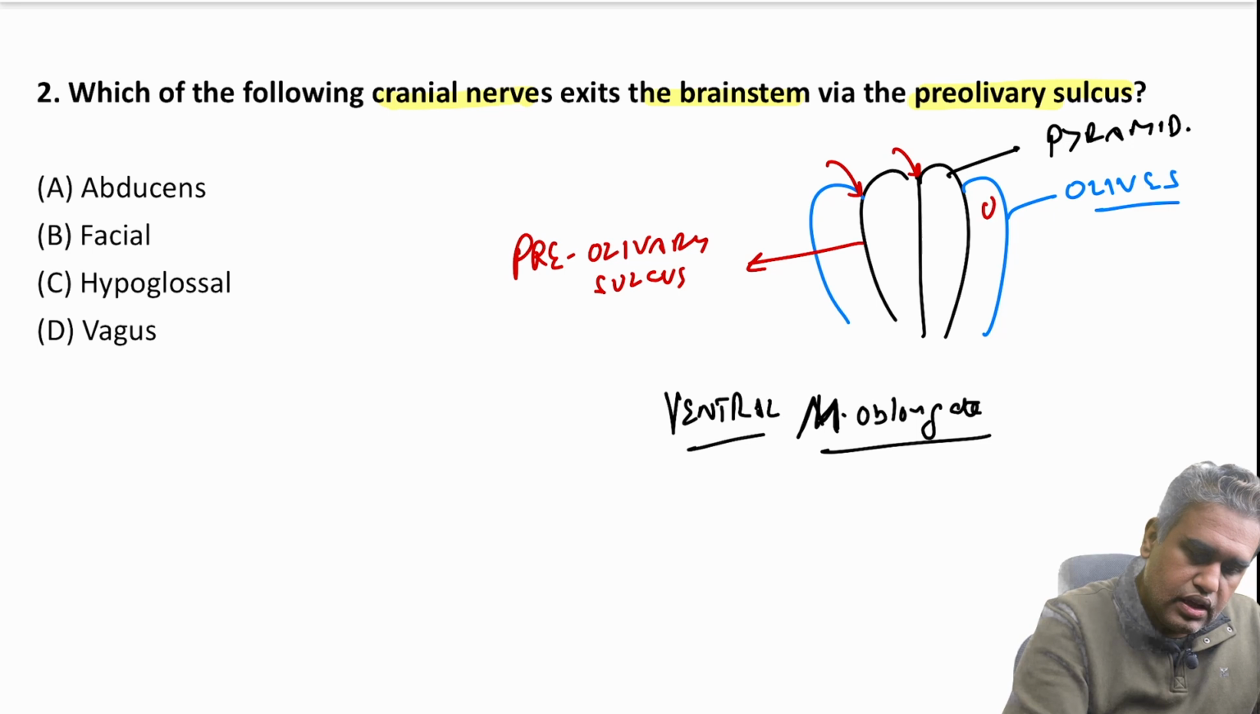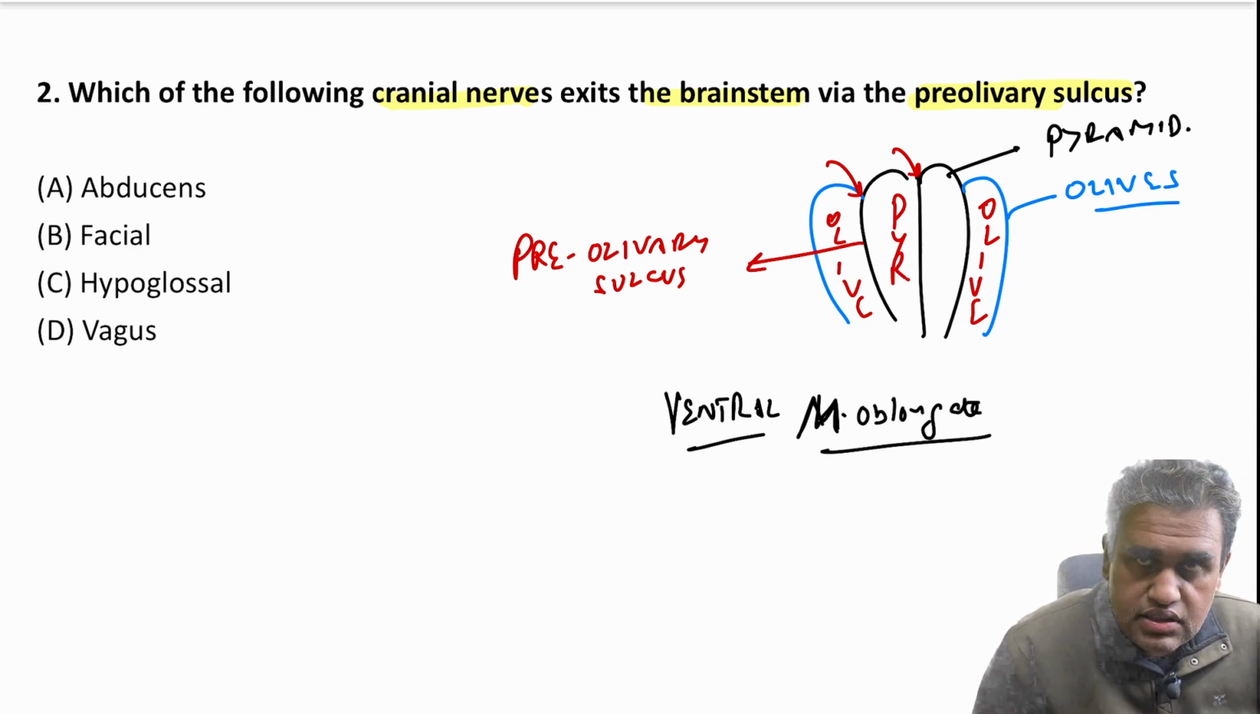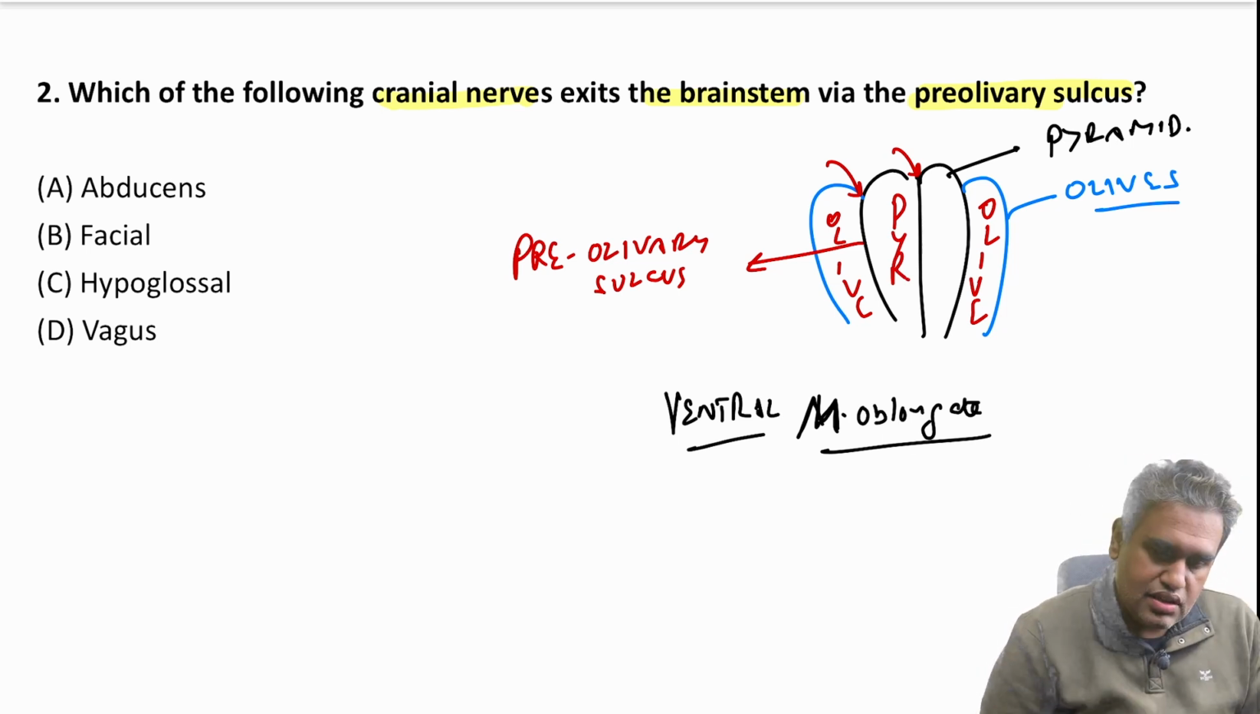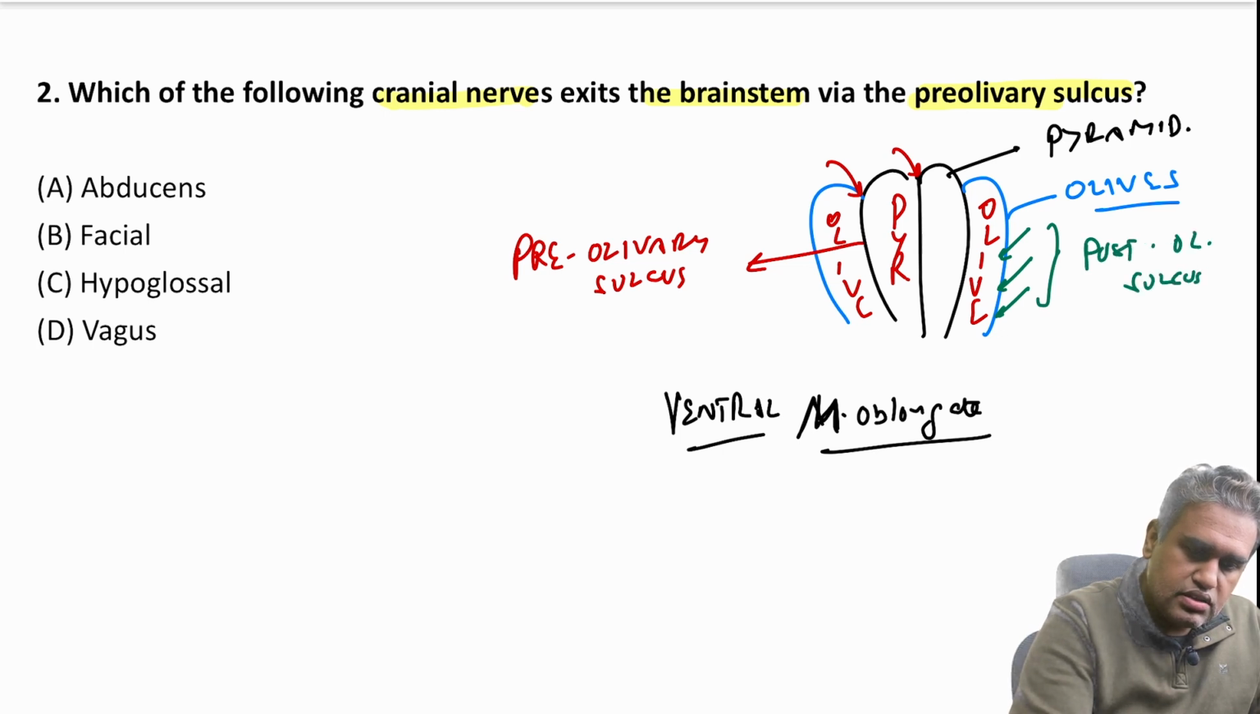So this is olive, this is olive, this is pyramid. If there is a pre-olivary sulcus, there has to be a post-olivary sulcus, right? And the post-olivary sulcus is actually this one over here. This whole is the post-olivary sulcus.